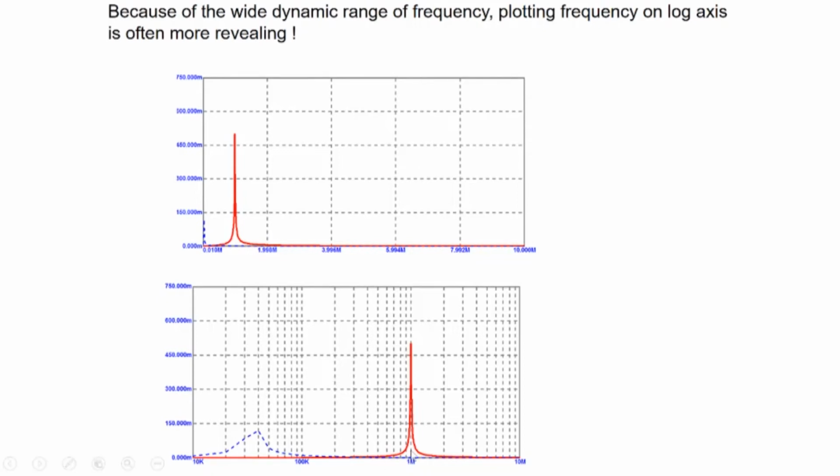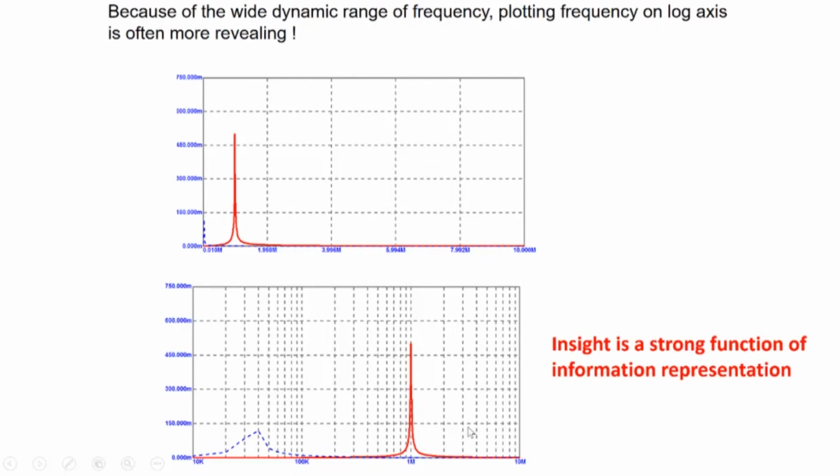Later on, of course, if you want to focus your attention on this, you could plot it in a very narrow range and over a linear plot, and you could do that. But if you want to look at the property of a system, let's say an unknown system, it's best to excite it over a large frequency range and plot the frequency over a log scale, and that will give you more insight into it. So in general, this is an important statement: note that all this analysis that we are doing is for understanding the nature of the system. So insight is a very strong function of information representation.